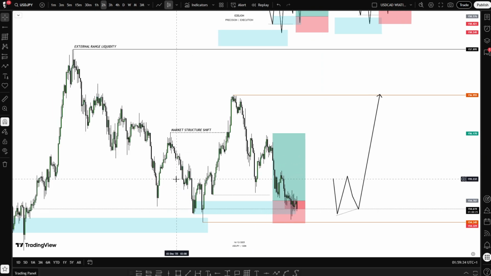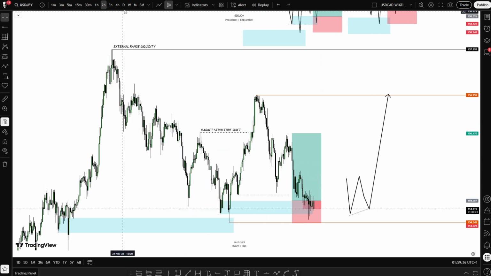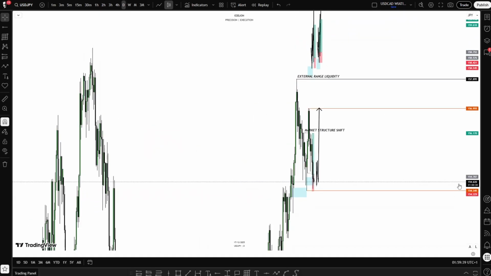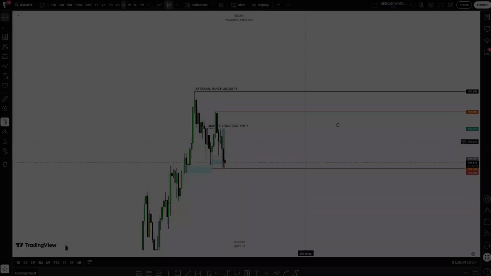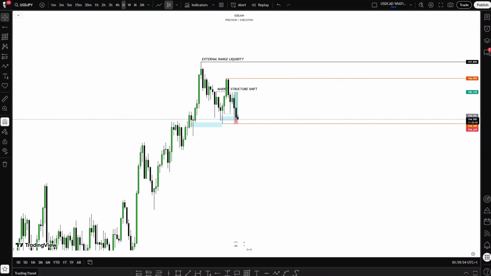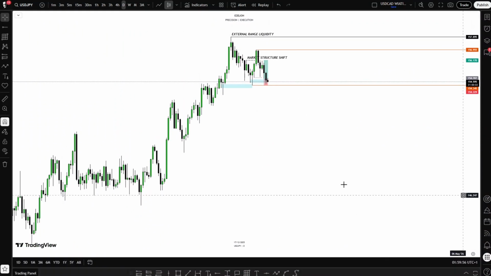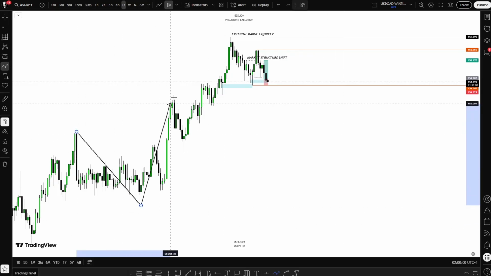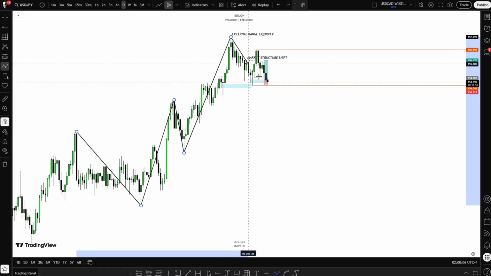Let's go to the higher time frame. Let's use the daily time frame. So what do we have? We have price that is bullish. So how do you know it's a bullish trend? Higher highs and higher lows. So price made this last leg, and we have a little bit of retracement into a discount order block.